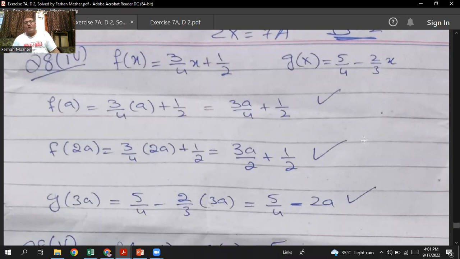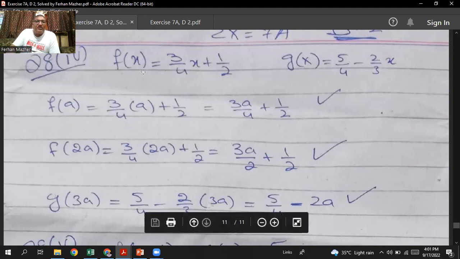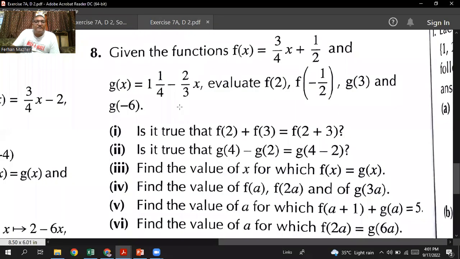G of 3a: in the formula of g of x, wherever there is x, you substitute it with 3a. So you will have 5 by 4 minus 2 by 3 into 3a. So the 3 cancels, and you will have 5 by 4 minus 2a. So this is how you will do this fourth part.